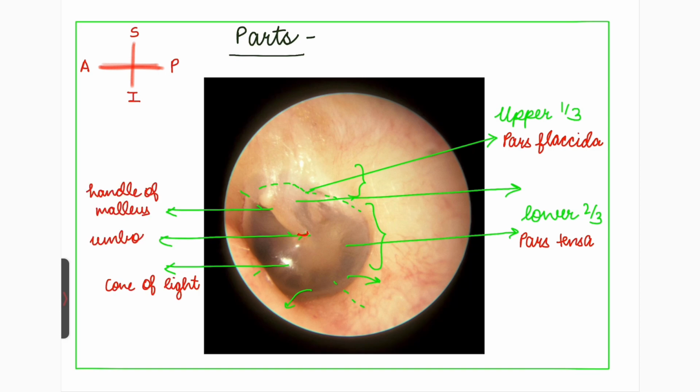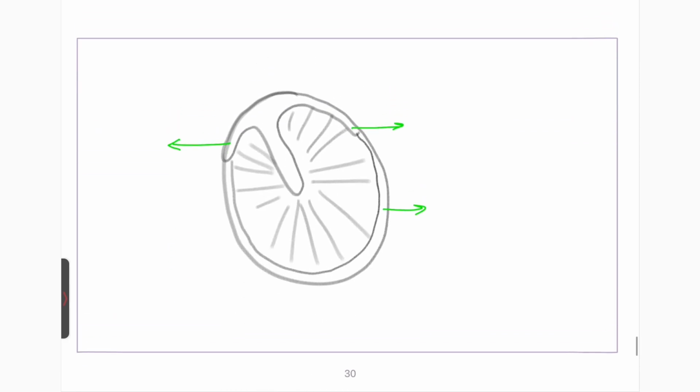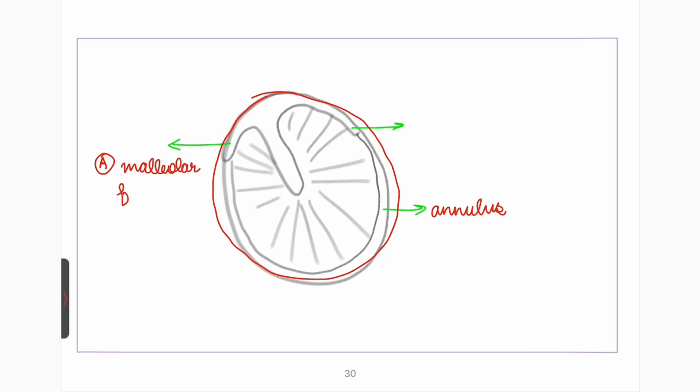Umbo is part of pars tensa where the tympanic membrane attaches to the tip of the handle of malleus. And the cone of light also arises from the umbo. This whole circular rim here is known as the annulus. This is the anterior malleolar fold. This is the posterior malleolar fold.